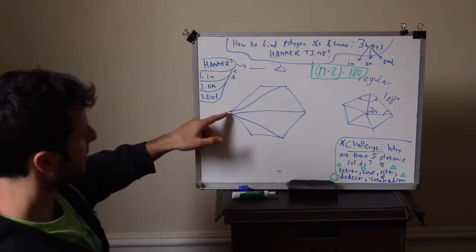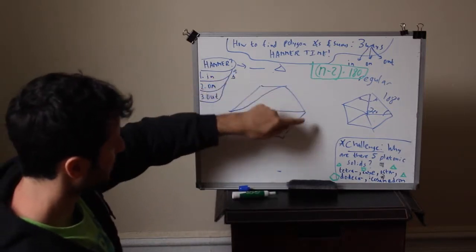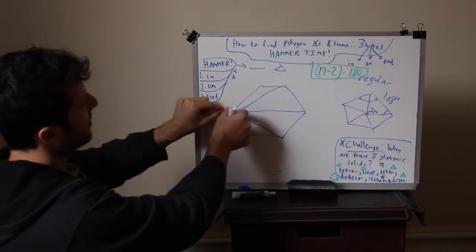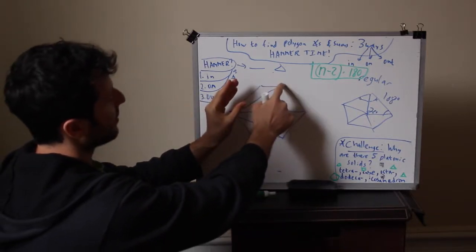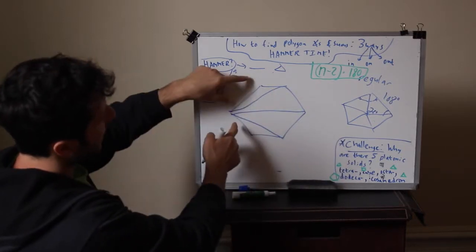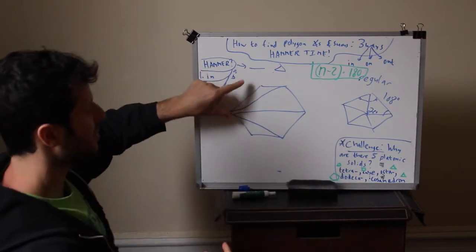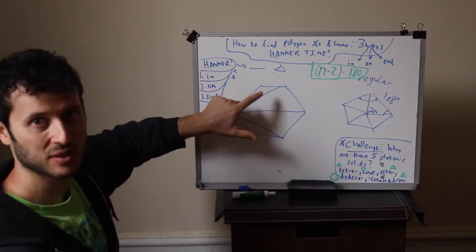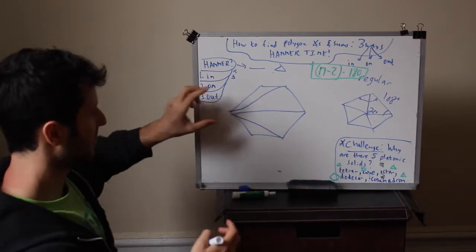Okay, so from this point, there are 6 points, right? 1, 2, 3, 4, 5, 6. This triangle will hit one of these sides. That's 1, 2, 3, 4. And the other 2 are neighboring sides, so those are already part of these triangles. So that's why it's 2 less.